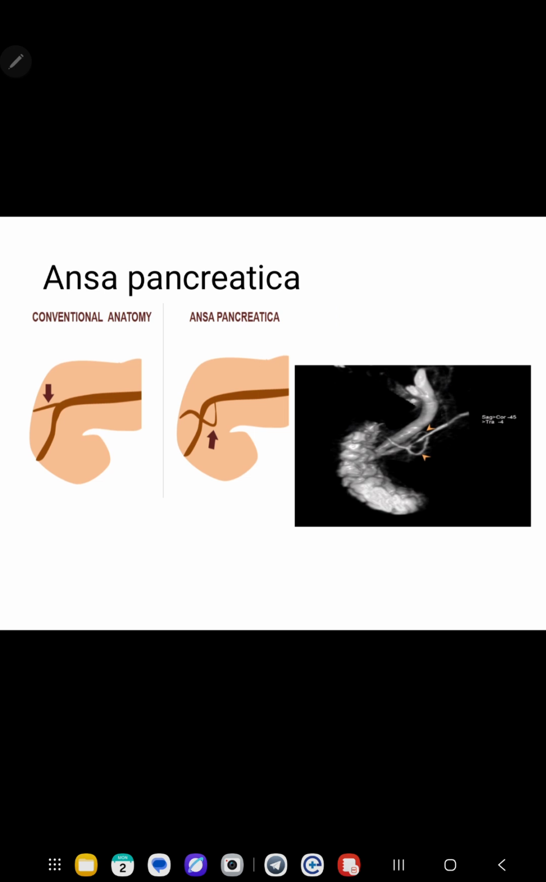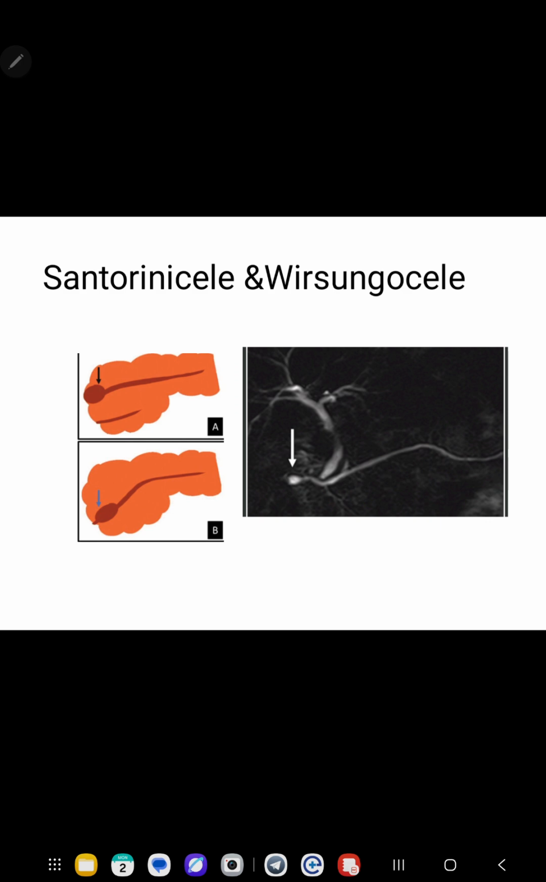Now ansa pancreatica, we have already told, that is the accessory duct. Instead of joining straight to the minor duodenal papilla, it has a sigmoid curve. The importance is that there can be pooling of secretions, and it is a trigger for pancreatitis.